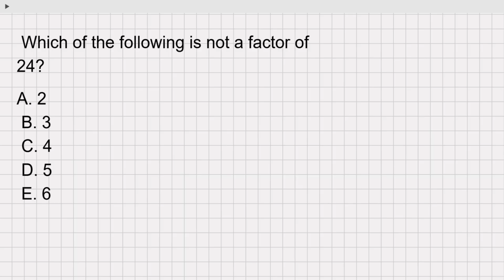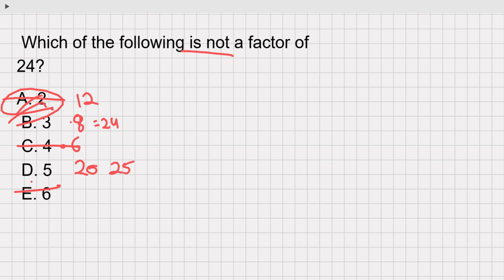Which of the following is not a factor of 24? So we're looking for something that is not a factor. A lot of people will probably look at 2 and be like, oh, that's it. I know that that is incorrect because we're looking for something that's not a factor, because 2 times 12 will give me 24. 3 times 8 will give me 24. 4 times 6 will give me 24, and 6 is down there, so I know that 5, because 5 multiplies to get 20, 25, is my correct answer.